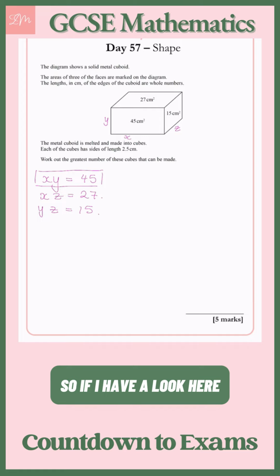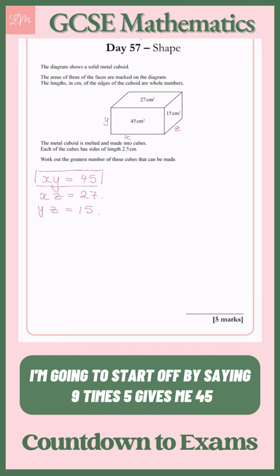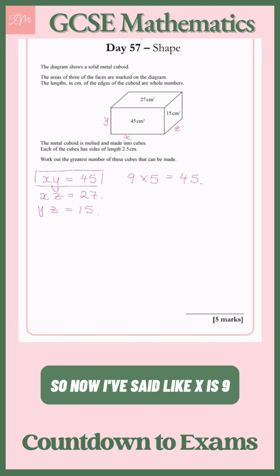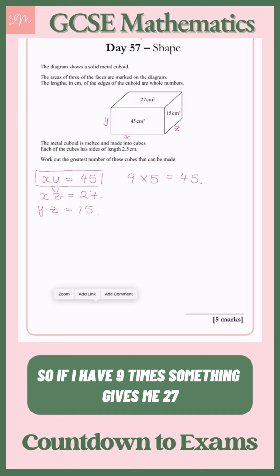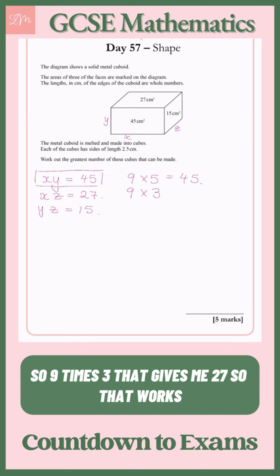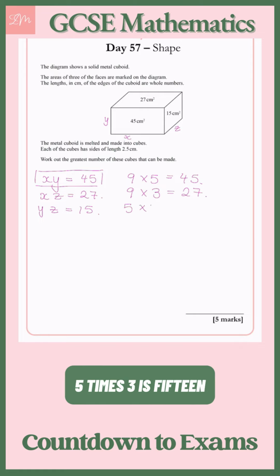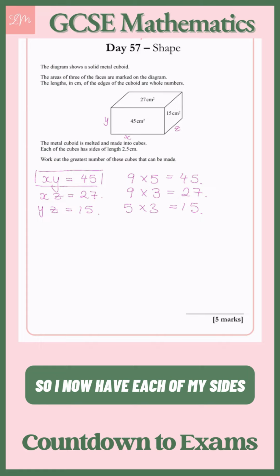So if I have a look here, I'm going to start off by saying 9 times 5 gives me 45. So now I've said X is 9. So if I have 9 times something that gives me 27, 9 times 3, well, that gives me 27. So that works. And I just want to check that 5 times 3 is 15. So I now have each of my sides.